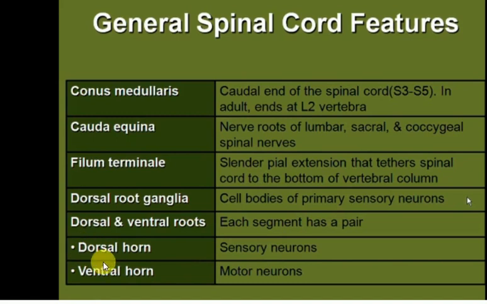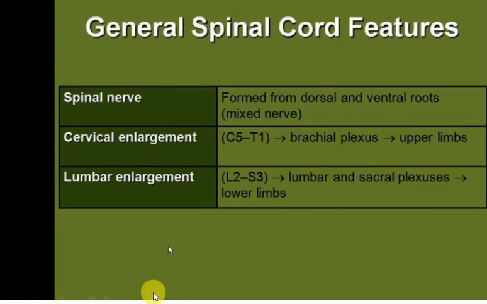Then the dorsal horn, as we talked about, contains all the sensory neurons, and all the motor fibers are present in the ventral horn. And the intermediate horn, which is not listed over here, is a mixed horn. The motor fibers are the preganglionic autonomic neurons, and the sensory neurons are taking sensory information to the cerebellum.